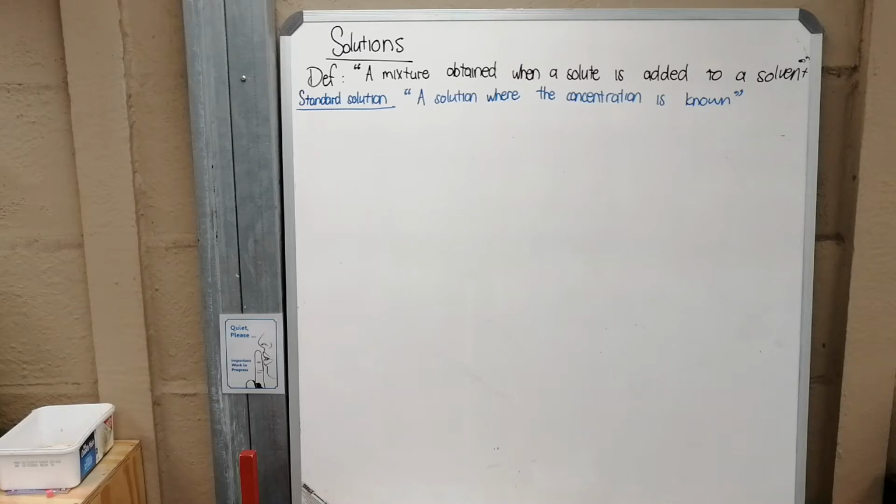Firstly, the definition of the word solution is a mixture obtained when a solute is added to a solvent, usually dissolved but not always dissolved. Your solute can also be a liquid or a gas. Okay, so it's just a mixture obtained when a solute is added to a solvent.